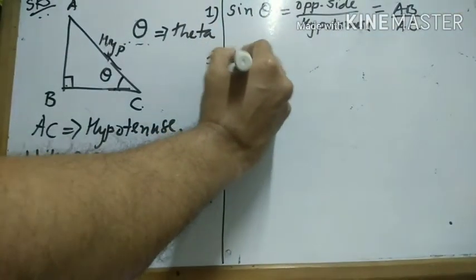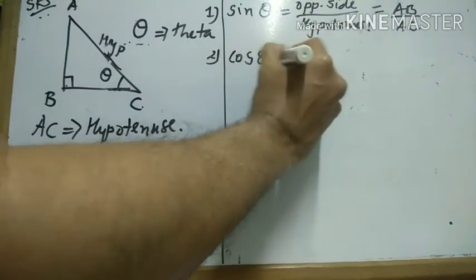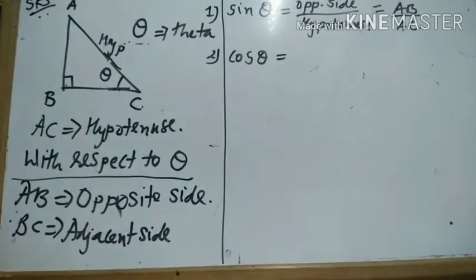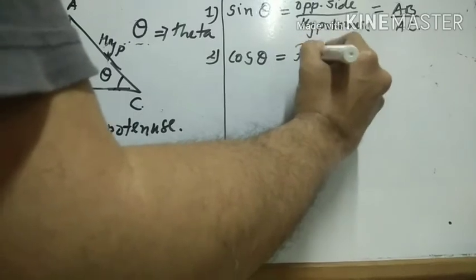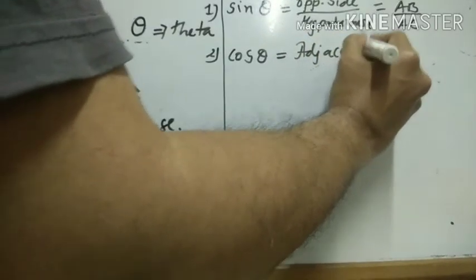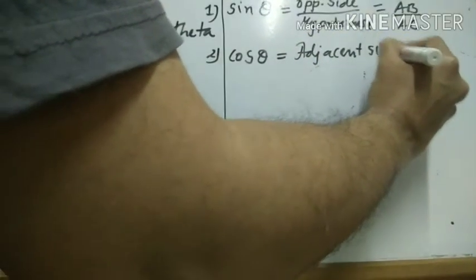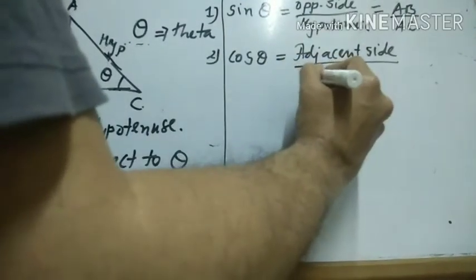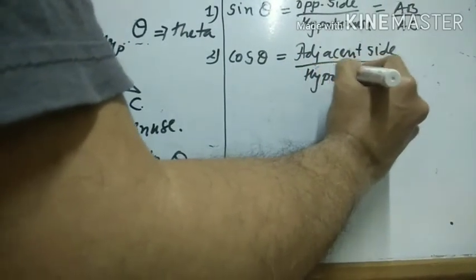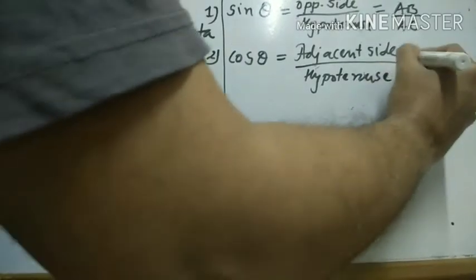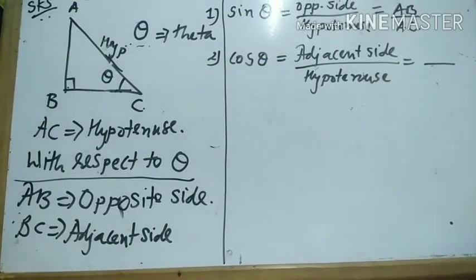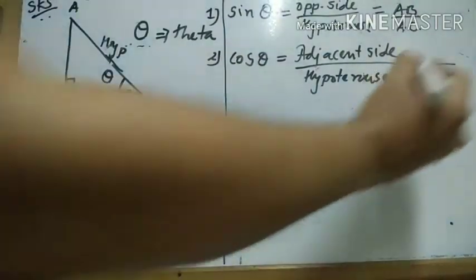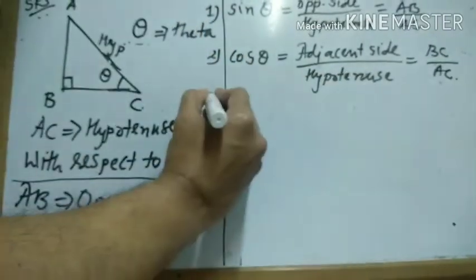Second ratio, you know the name, cos theta. Its definition is very simple. It is adjacent side over hypotenuse. So if I look at it, adjacent side is BC and hypotenuse is AC.